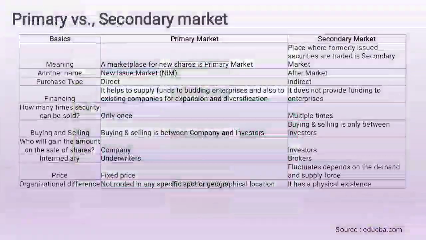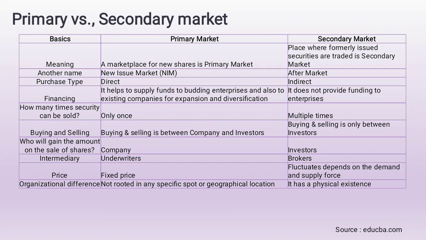Okay, and having said that, in case you ask how many times securities can be sold: a company can come to the stock market through the primary market only one time. However, in the secondary market, there will be a lot of shares which will be bought and sold multiple times.